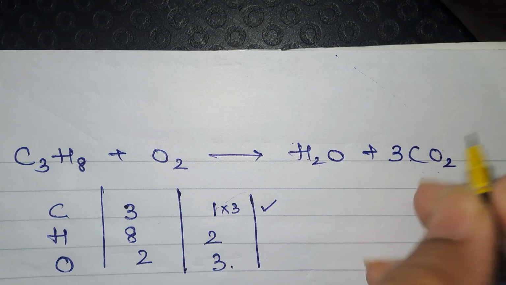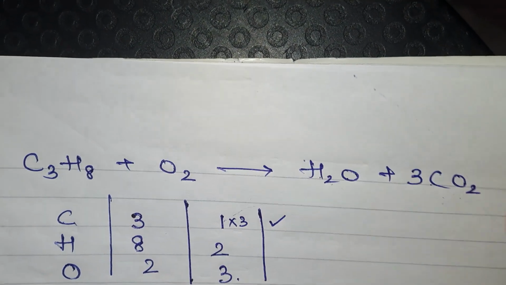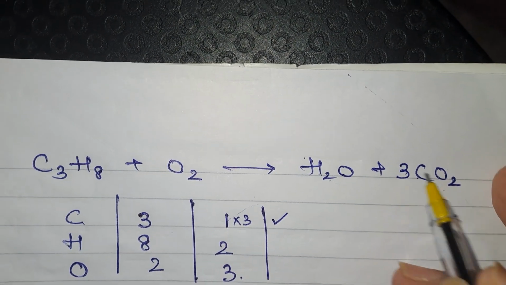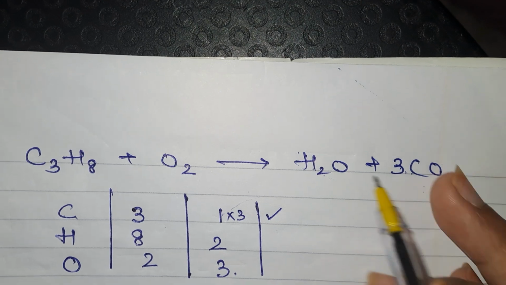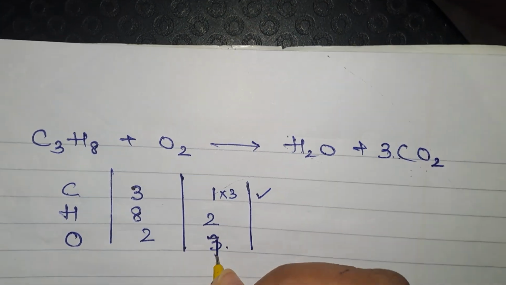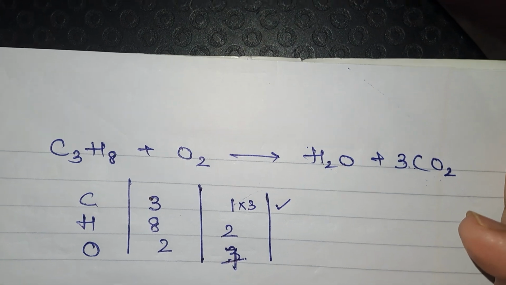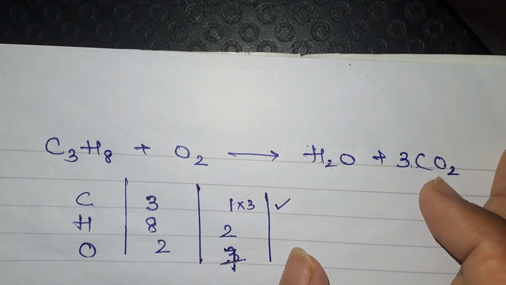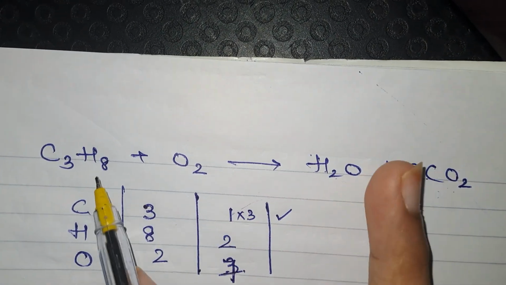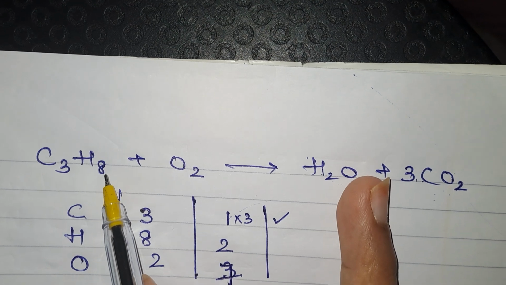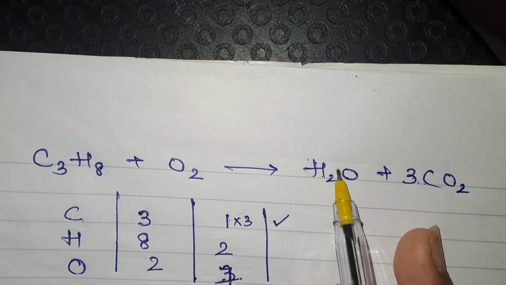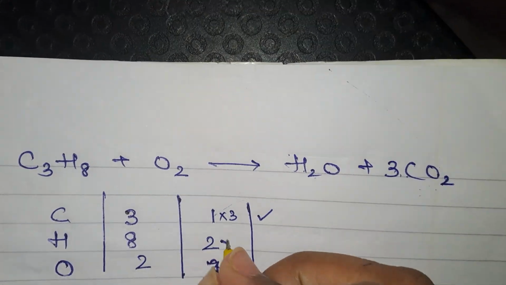What about my oxygen now? My oxygen on this side is still 2, and my oxygen on this side is 2 3s are 6, plus 1, 7 it is now. Now I'm going to change it to 7. Okay fine, my oxygen is still imbalanced. What about my hydrogen? Hydrogens are 8 in here. There's only 2. To make it 8 here, I am going to multiply it with 4.